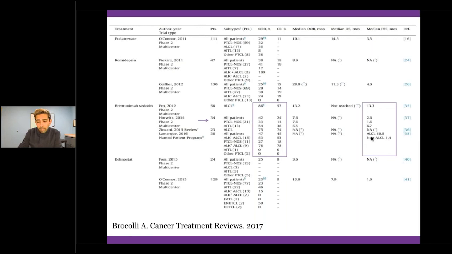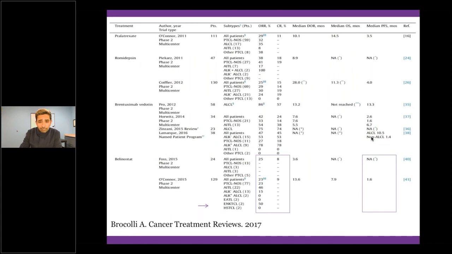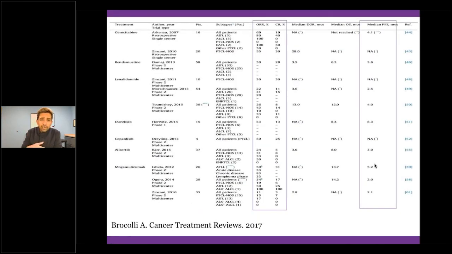CD30 molecule. Then, just like romidepsin, we have another HDAC inhibitor called belinostat. And again, if you look at the numbers of response rate as well as median time to recur, it is not that robust. So similar to other agents, we do have a lot more drugs, and I don't want to go through each and every one because that information is still very overwhelming. But the bottom line is, yes, there are some drugs available, but they do not work that well.